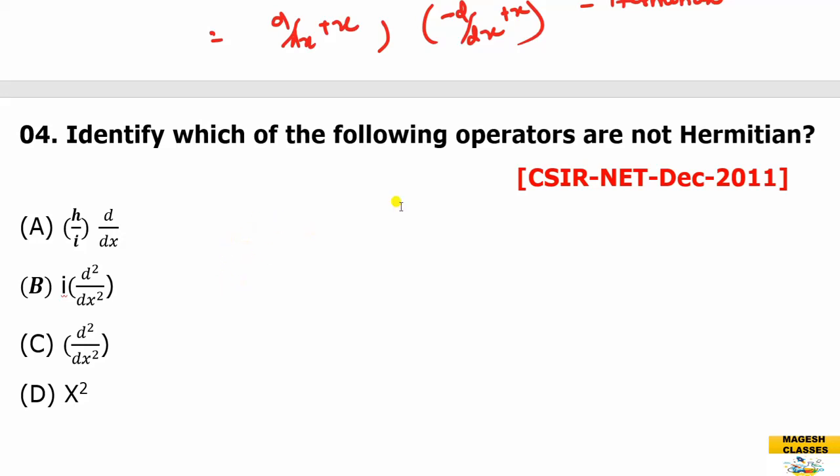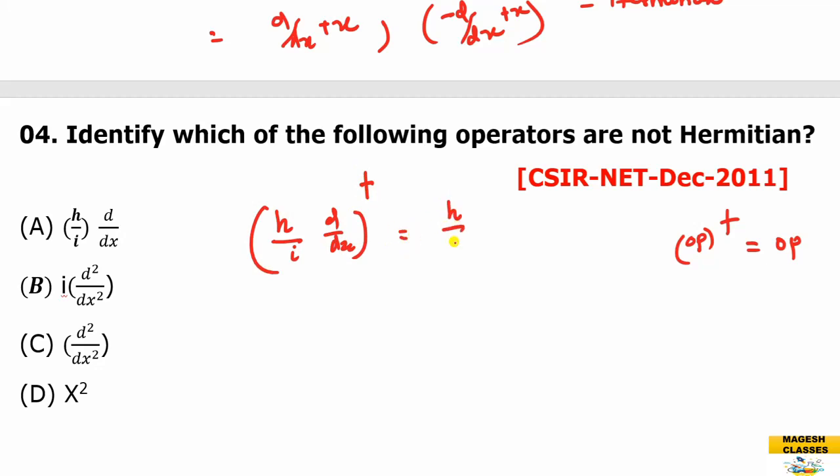To find out whether an operator is Hermitian, you have to apply the Hermitian adjoint. For the first one, option A, the adjoint of the operator should be equal to the operator. So you find the adjoint of iħ d/dx. Take out the constant, so it's the complex conjugate, and d/dx dagger. So i dagger is equal to minus i.